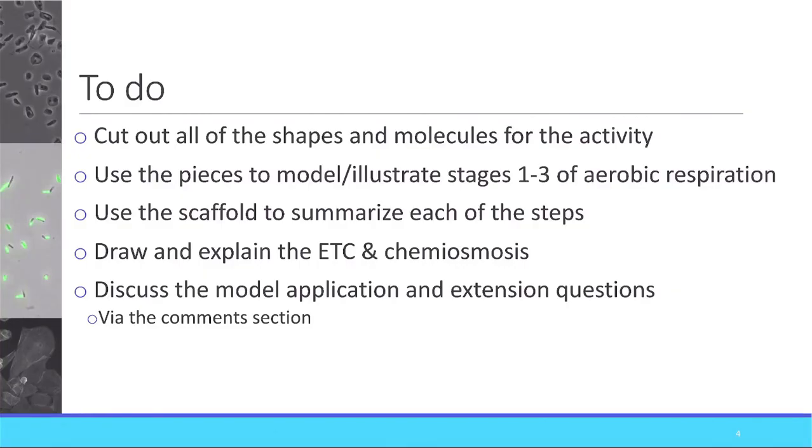What I encourage you to do is cut out all of those shapes and molecules and use those pieces to model, in a hands-on way, what's going on in aerobic respiration. Then that scaffold sheet is our summary of each of the steps. Then we're going to draw and explain the electron transport chain and chemiosmosis. And last but not least, we're going to discuss the model application and extension questions.